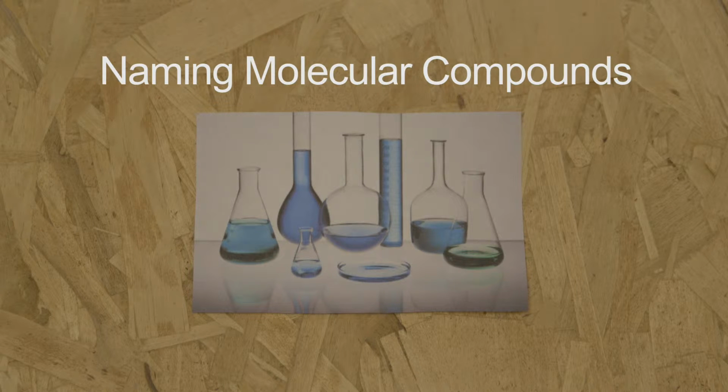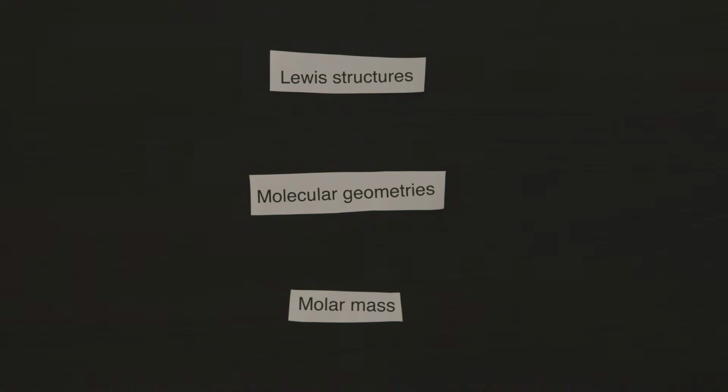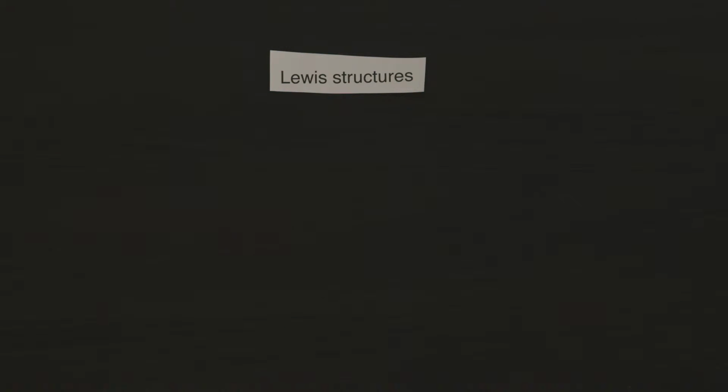Hello again! If you can remember from last time, we talked about naming molecular compounds. Well, this time we're going to talk about three things: Lewis structures, molecular geometries, and molar mass. So to kick it off, we're going to start with Lewis structures.